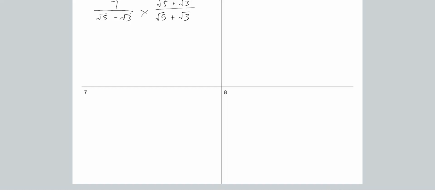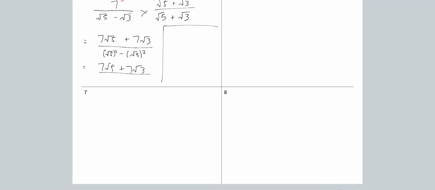Then I'll do it with arrows this time, but this is just me writing out my thinking. 7 times root 5, and then 7 times root 3. So I end up with 7 root 5 plus 7 root 3, all over, this is dots. So I'm going to go straight to my dots pattern, which is root 5 all squared minus root 3 all squared. So that's 7 root 5 plus 7 root 3.